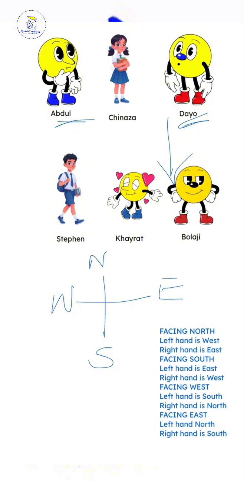If we look at another case study, when we are facing west, where is west? This direction. This direction is west. So if you're facing west, Kairat, for instance, the left hand of Kairat will be who? The left hand of Kairat will be the person on the south position. There's nobody on the south position. And the right hand of Kairat will be the person on the north position, which will be who? Chinaza.